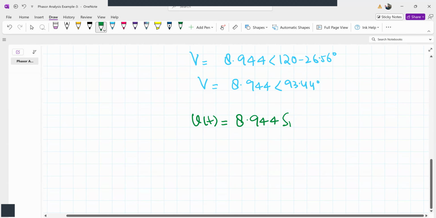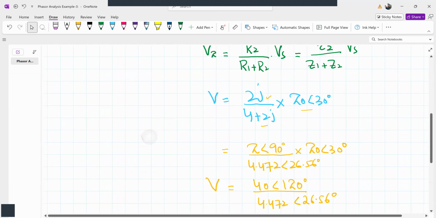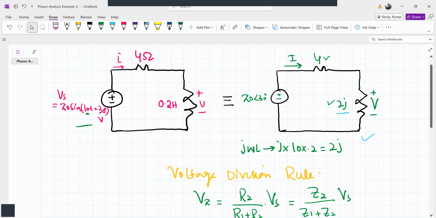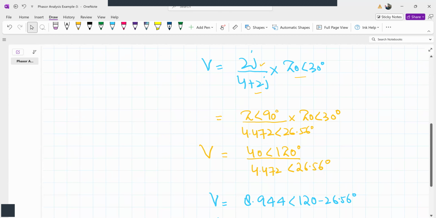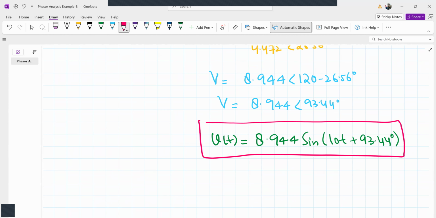Since our source is sine, voltage across this will be in terms of sine omega t. Omega is 10, t plus 93.44, the phase. Okay, that's how we write. If we started with sine, we'll write the answer in terms of sine. If we started with cosine, we'll write the answer in terms of cosine. Okay, that's very simple. This is the voltage across this inductor.